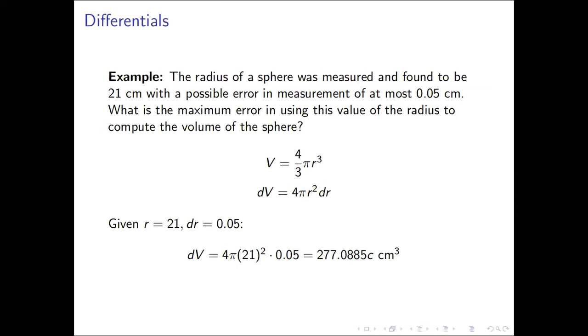If you convert it to cubic meters, from cubic centimeters, you move the decimal place 6 units to the left. Anyway, that's how you use differentials to approximate error.